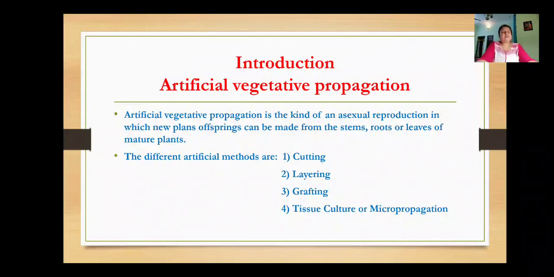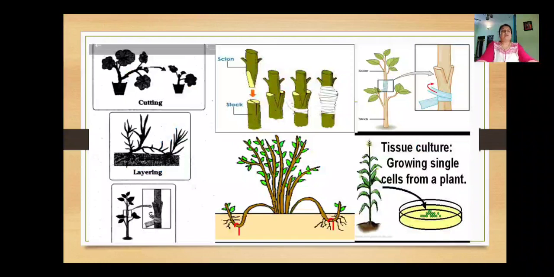The different artificial methods which are most commonly practiced are cutting, layering, grafting, and tissue culture or micropropagation. So these are the four basic methods of artificial vegetative propagation. Here you can see the figures of the different processes on the screen. So we can see the cutting.